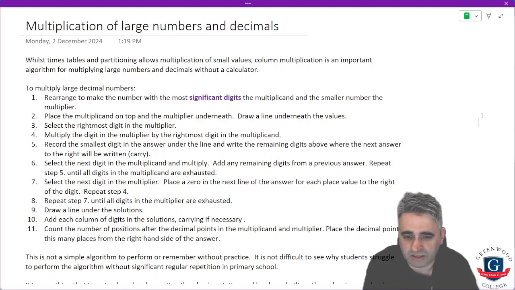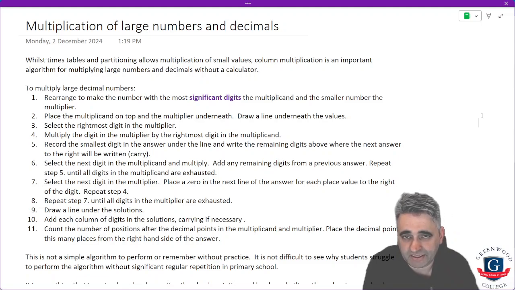Once we've multiplied all the digits in the multiplicand, we choose the next digit in the multiplier and repeat the previous step, but put an extra 0 at the start of each row. Then we draw a line under those once we've done them all, and add the individual columns, carrying if necessary. Then we count the number of decimal places in the multiplicand and multiplier and move the decimal point from the right-hand side that many positions.